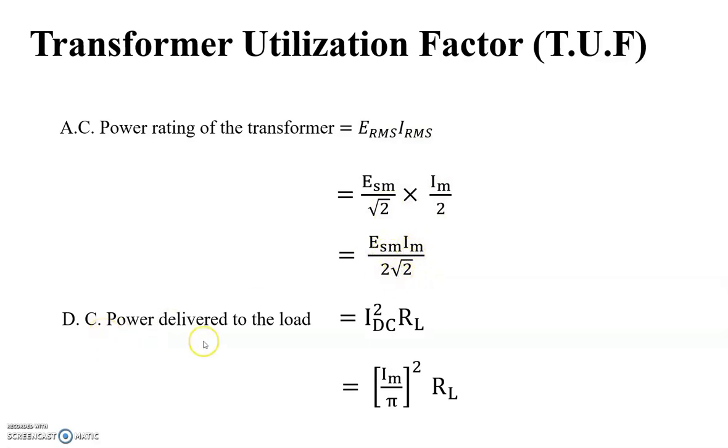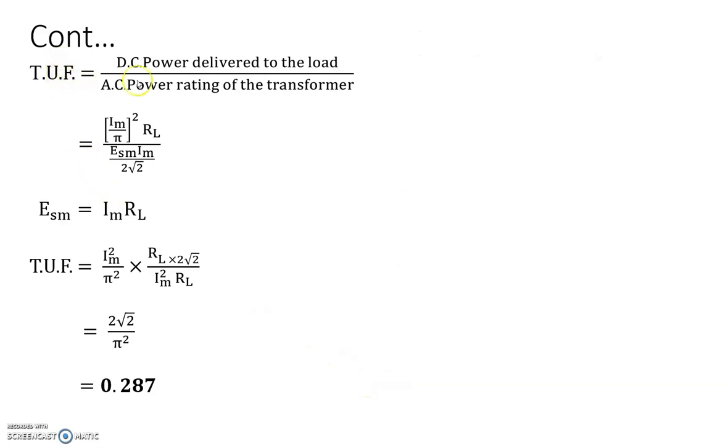So what is the DC power delivered to the load? It is IDC square into RL. You substitute this IDC in terms of IM by pi and then find out the DC power delivered to the load. So find out these two parameters. You substitute them into this transformer utilization factor, that is, the DC power delivered to the load by the AC power rating of the transformer. Just substitute and then find out the value.